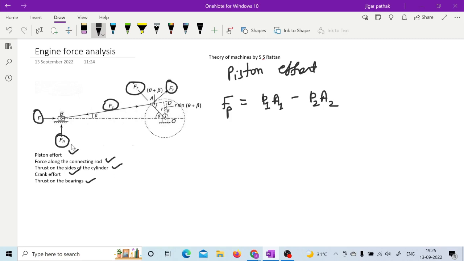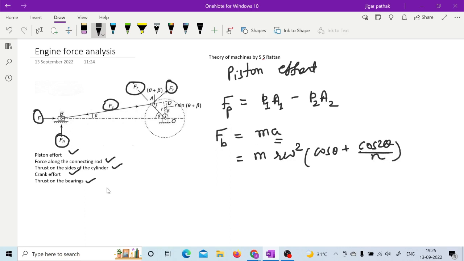Now once this force starts moving the piston, there will be an inertia force which will come into the picture. That inertia force is given by m into acceleration. This acceleration is what we have derived earlier. If you remember, the acceleration we derived is r omega square into cos theta plus cos 2 theta by n. So I can write this as Fi also, to avoid any confusion. So this is the inertia force, Fi is equal to mass into acceleration.